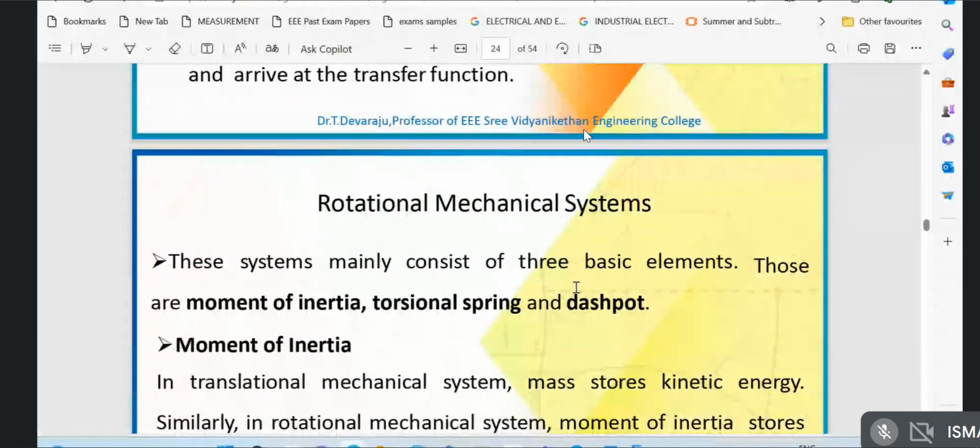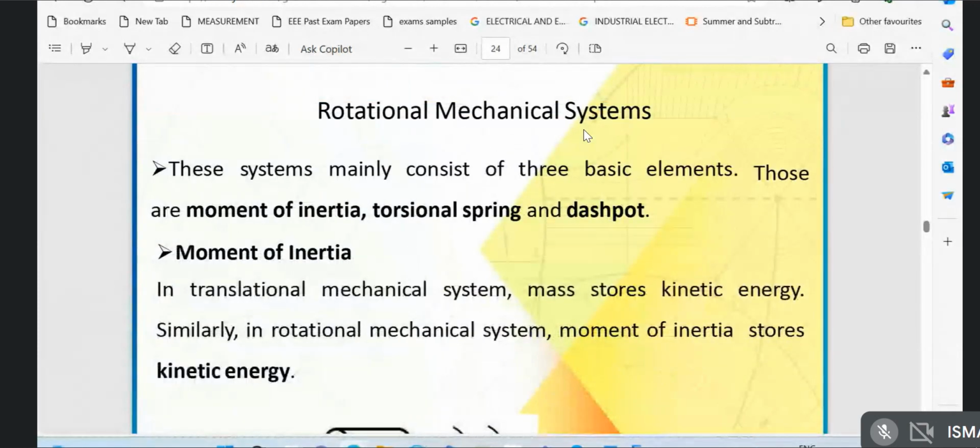Now let's look at the rotational mechanical system. This system mainly consists of three basic elements. Those are moment of inertia, torsional spring, and dashpot. These are dynamic systems also. What is a moment of inertia? In the translational mechanical system, mass stores kinetic energy. Similarly, in the rotational mechanical system, moment of inertia stores kinetic energy.